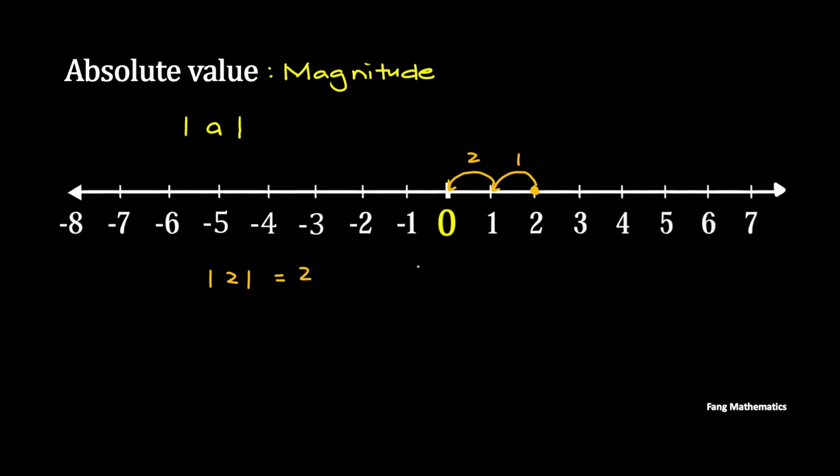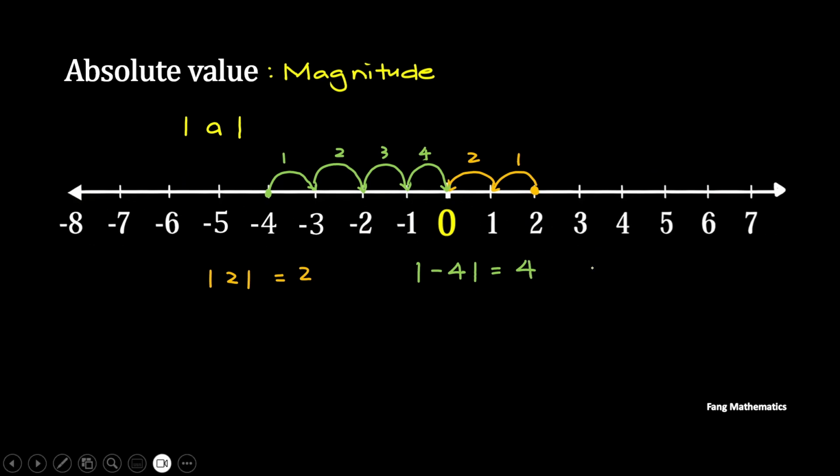Let's take another one. For instance, we take a negative number, -4, in absolute value. So we start from -4 and move towards 0. 1 unit, 2 units, 3 units, and 4 units. So the distance between -4 and 0 is 4 units. So the absolute value of -4 is 4.